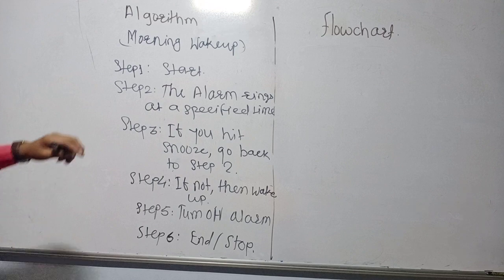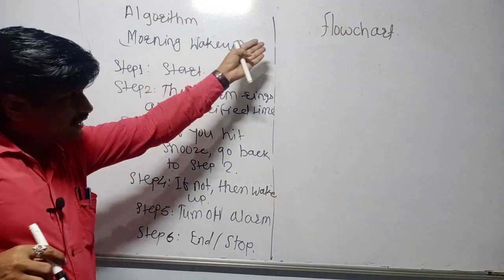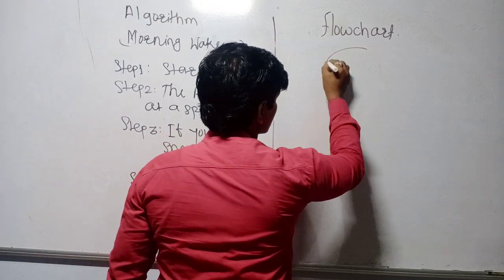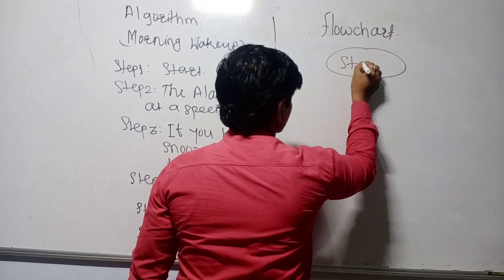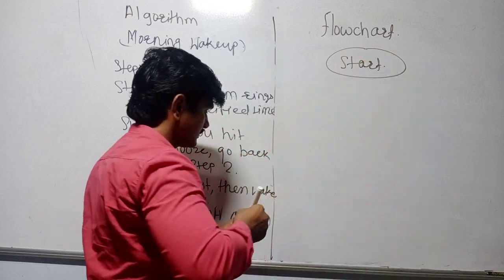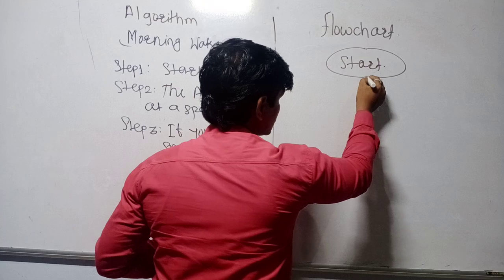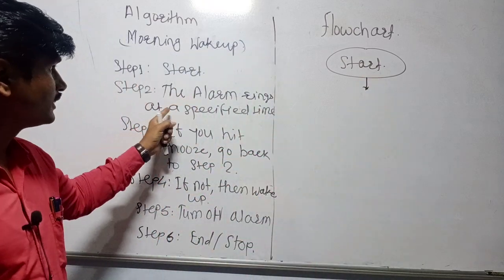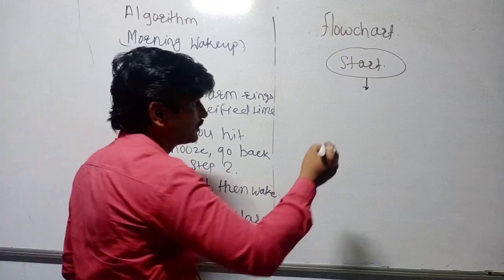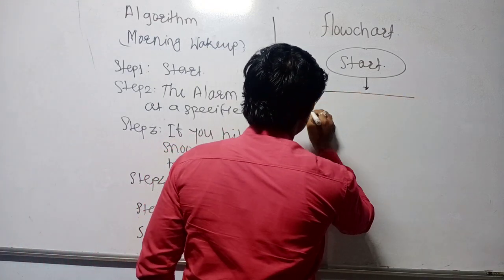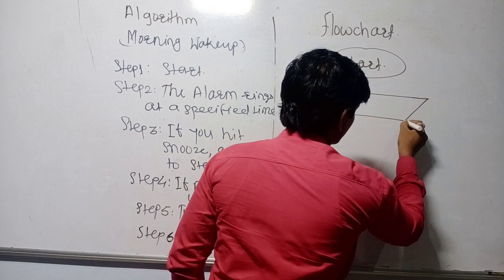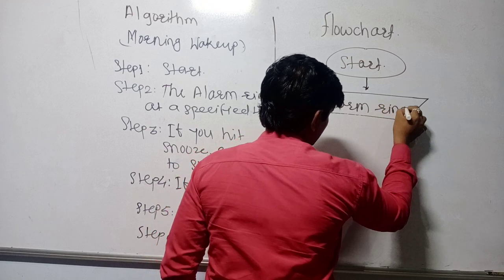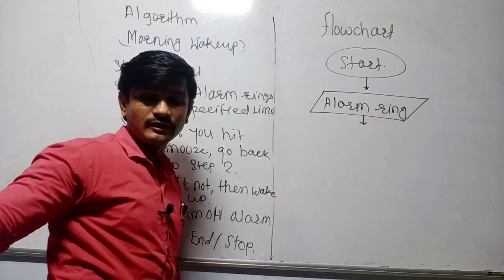Now depending on this algorithm we can represent or draw the flow chart. How? See here. First, start, done. Second, what is it? We have to take input. This is the input, the alarm ringing at a specified time, that is the input. So input must be in a parallelogram. Ring. Okay, then the decision here.